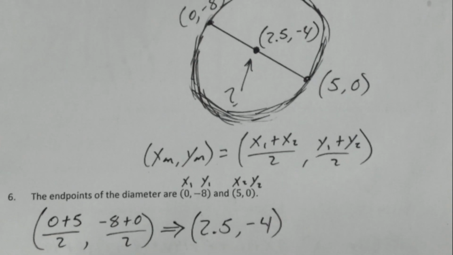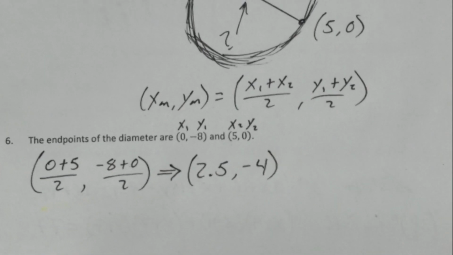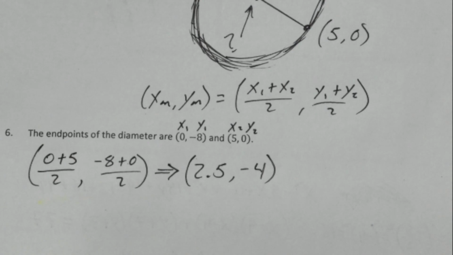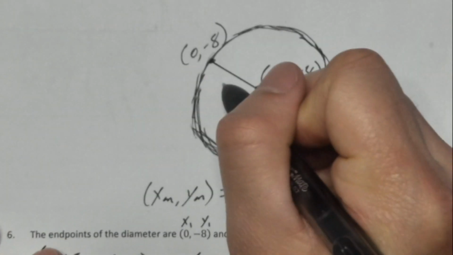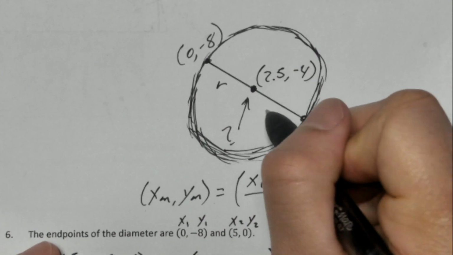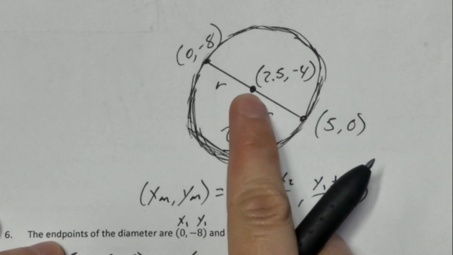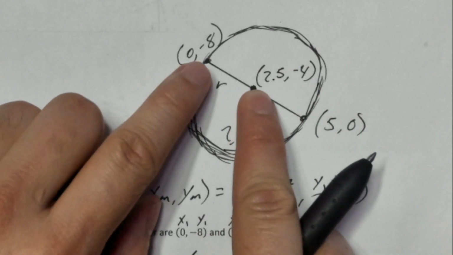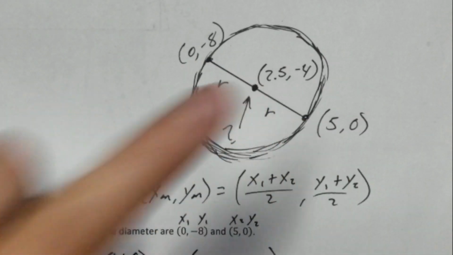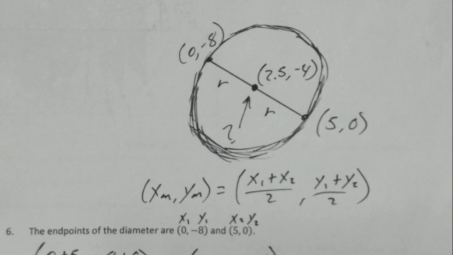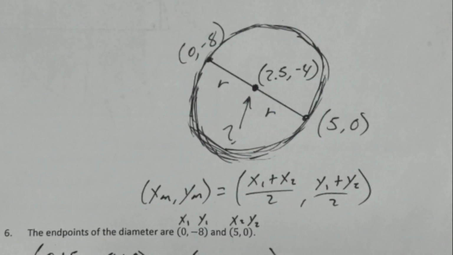That's my center. So I already have half of the equation. The next thing is to find the radius. To find the radius, I have to find the distance. The radius is either the distance from this point to this point, or the distance from this point to this point. I'm just going to use the distance formula to find that actual distance.